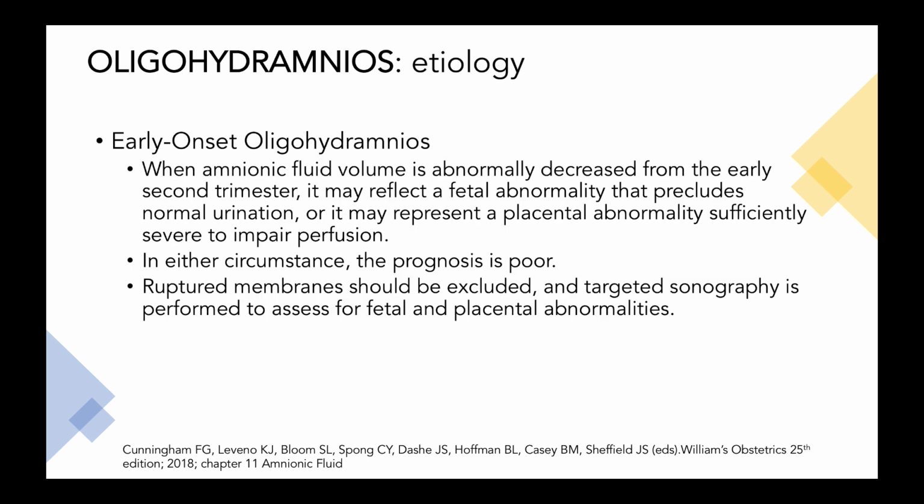Now we go to the etiology for oligohydramnios. For early onset oligohydramnios, when the amniotic fluid volume is abnormally decreased from the early second trimester, it may reflect a fetal abnormality that precludes normal urination, or it may represent a placental abnormality sufficiently severe to impair perfusion. In either circumstance, the prognosis is poor. Ruptured membranes, of course, should be excluded, and targeted sonography is performed to assess for fetal and placental abnormalities.